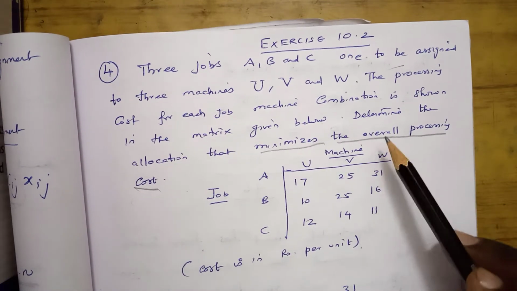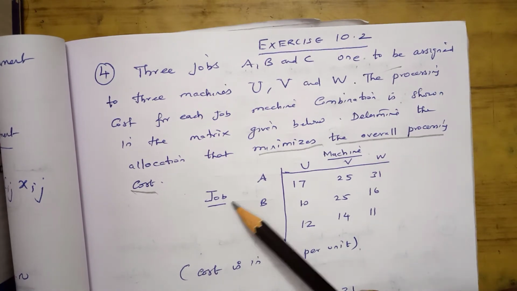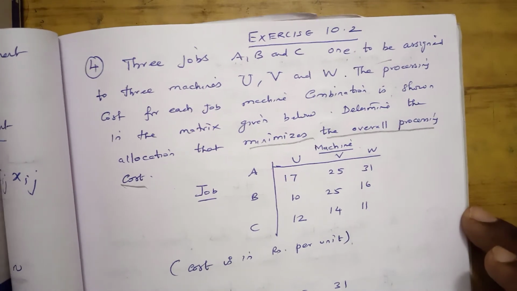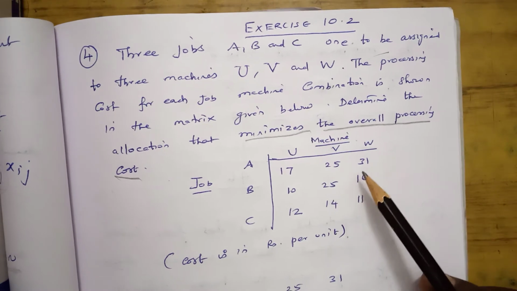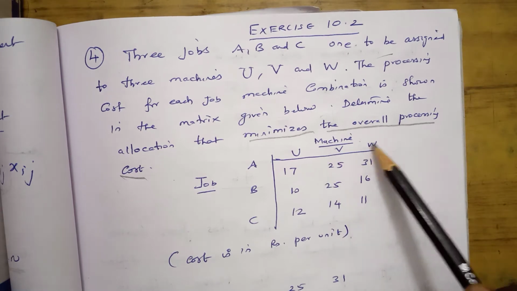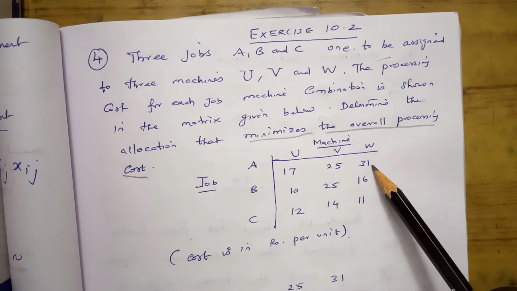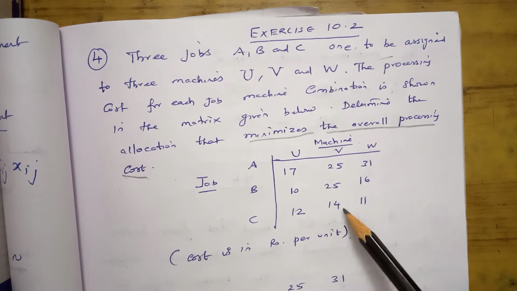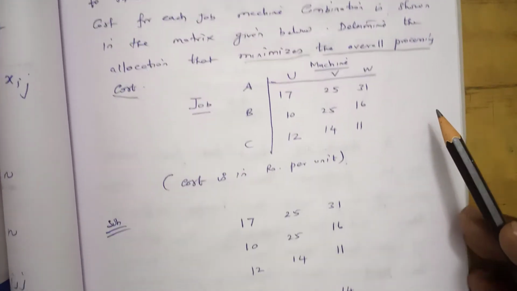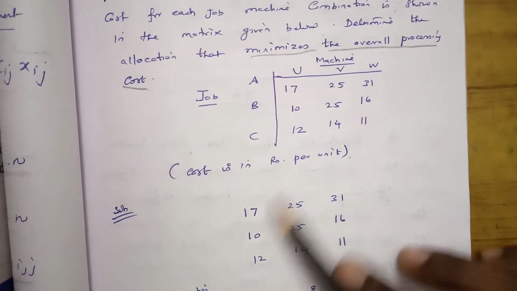The jobs are given, the machines are given. So each job can be assigned to each machine, which is known as an assignment problem. So you have to compute the assignment problem. A, B, C are the jobs, U, V, W are the machines. The cost values are given: 17, 25, 31, 10, 25, 16, 12, 14, 11. This is the problem. Once again, let us write the problem.